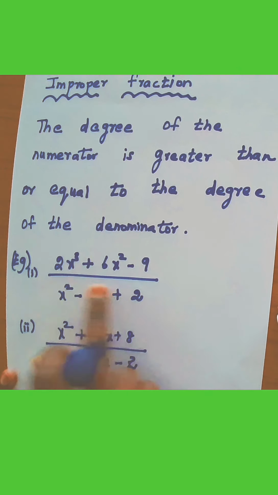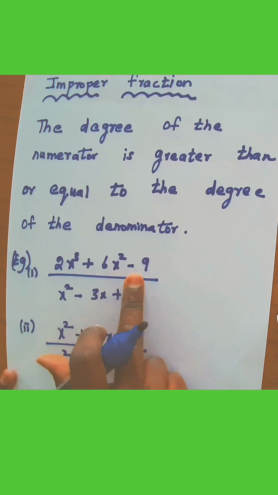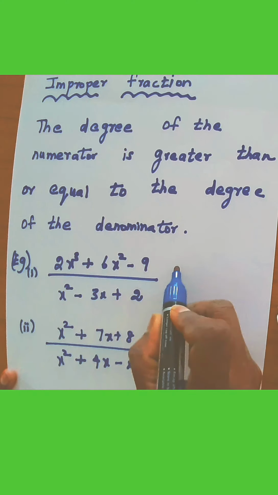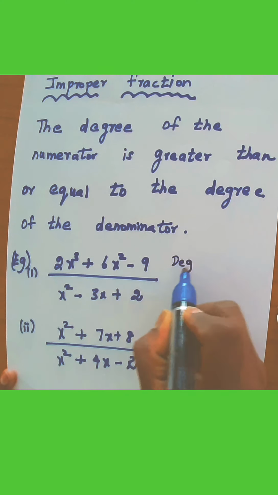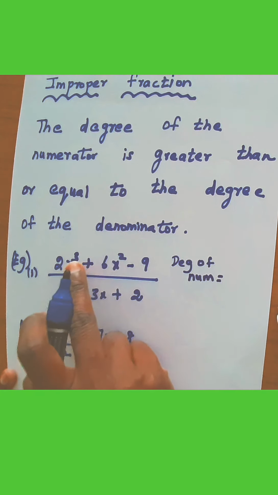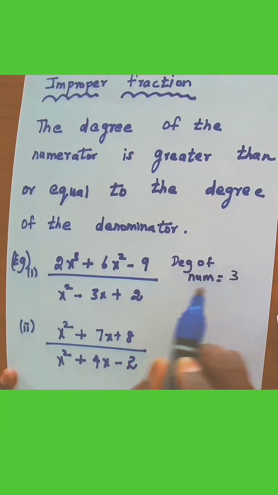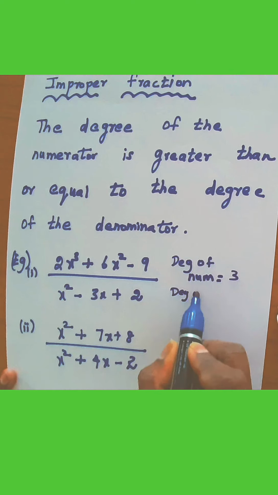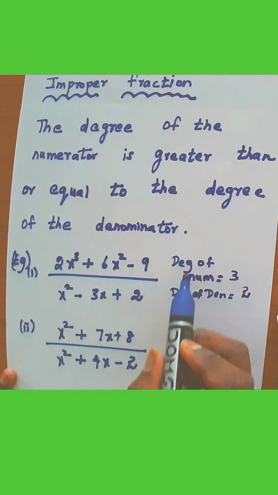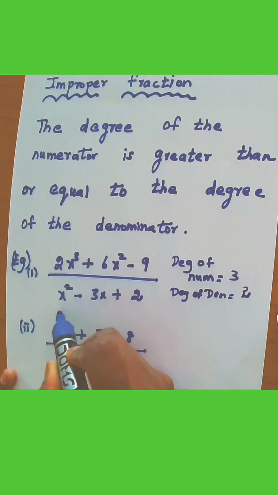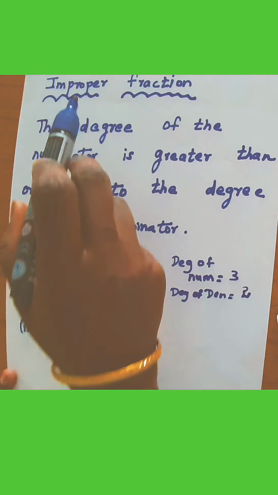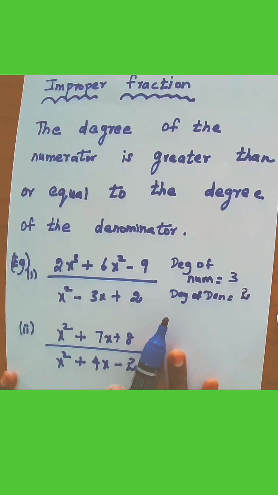For example, take 2x cubed plus 6x square minus 9x square divided by x square minus 3x plus 2. What is the numerator degree? The highest degree of x is 3. And the degree of the denominator is 2. So the degree of the numerator is greater than the degree of the denominator. So it is an improper fraction.